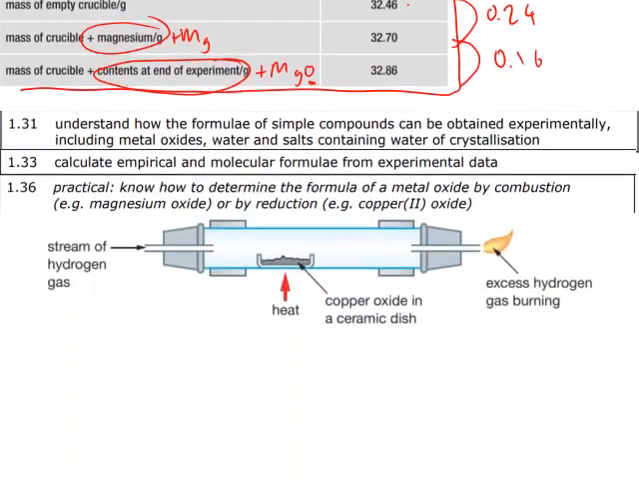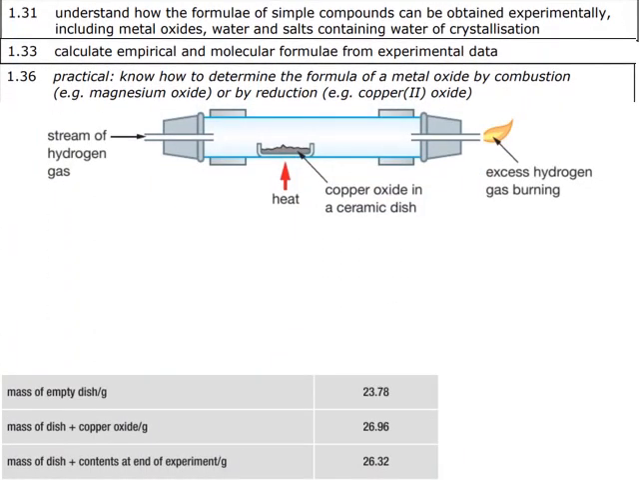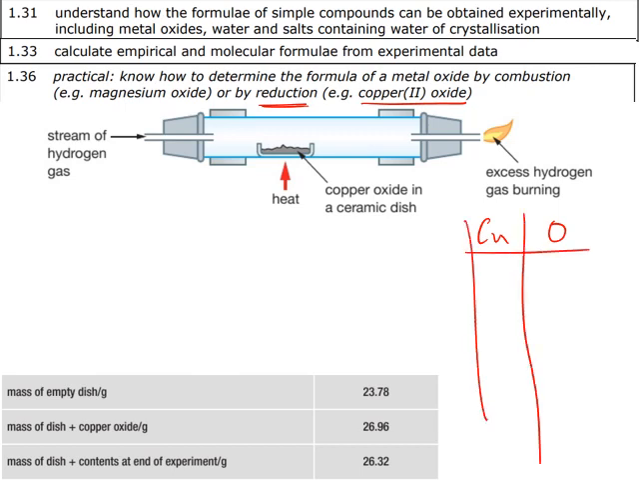We're going to now calculate the empirical formula of copper oxide by reduction. This is similar to the last experiment that we just did. We have copper and oxygen. Those are our 2 elements. Now we need to find out the same values that we had before. So we need to first find out the mass of the copper and the oxygen in here.